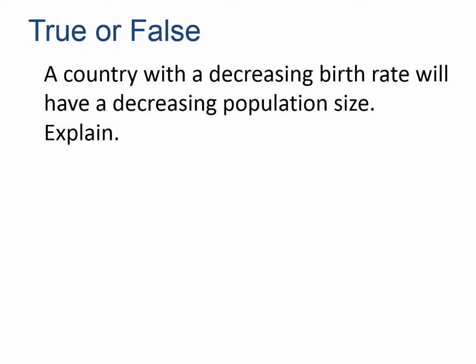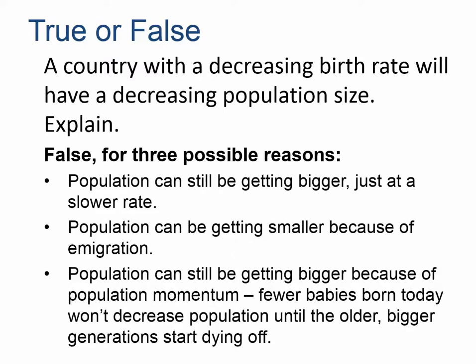So true or false? A country with a decreasing birth rate will have a decreasing population size. Alright, so if you said false, that's correct. There are 3 possible reasons. The population can still be getting bigger, just at a slower rate. The population can be getting smaller because of emigration. That would be people leaving the country.